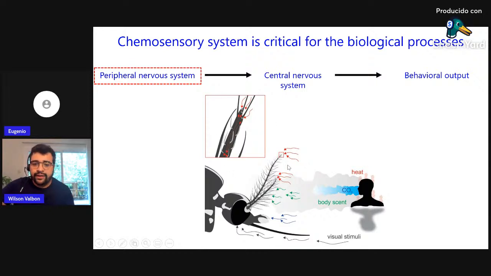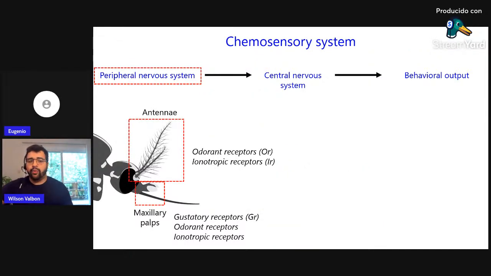Here is just a zoom in of the tip of the antenna, where they can detect heat. I will talk about heat detection later as well. Okay, but how do mosquitoes detect such things? In the antennae, they have odorant receptors and ionotropic receptors that they use to smell things. In the maxillary palps, they have gustatory receptors to taste things, and they can also smell through odorant receptors and ionotropic receptors. When I say OR, it is about odorant receptor, IR is for ionotropic receptor, and GR is for gustatory receptor.